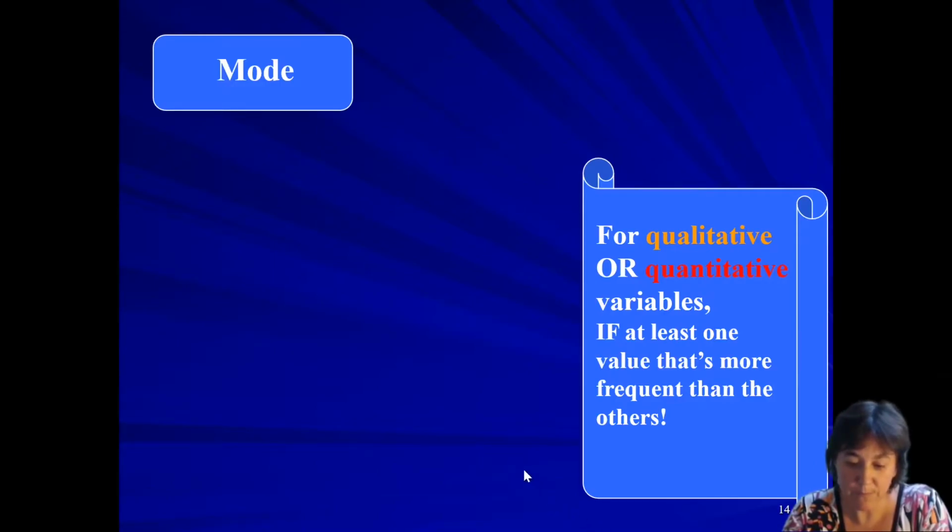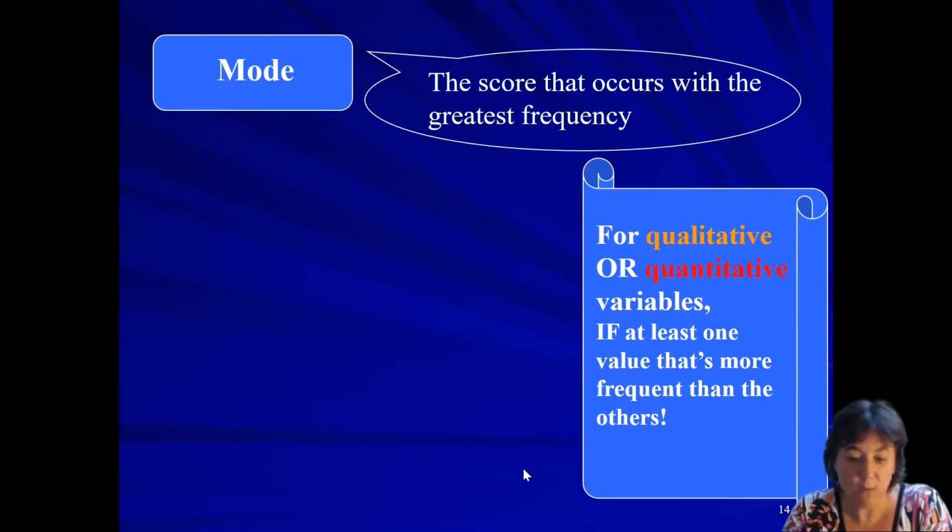There's the mode. The mode is the score that occurs with the greatest frequency. We will always have a little box highlighting for which variable type you can actually calculate this kind of measure. And the mode is the good news. You can calculate it for qualitative and quantitative variables, if, and this is a big if, at least there's one value which is more frequent than all the others.